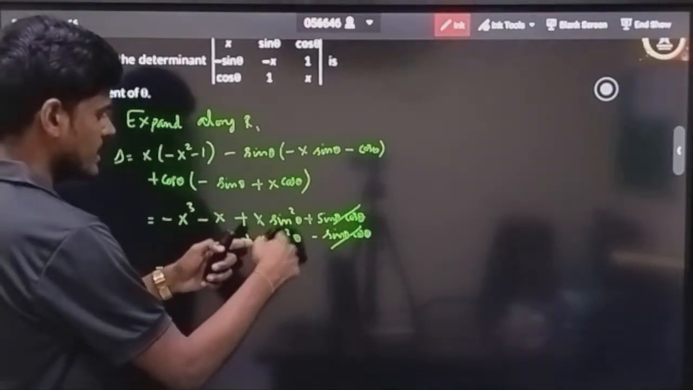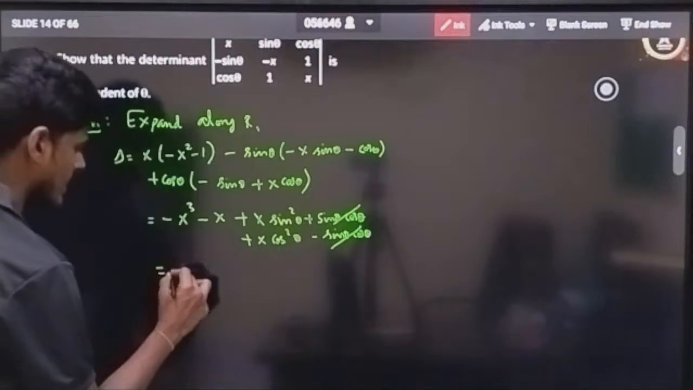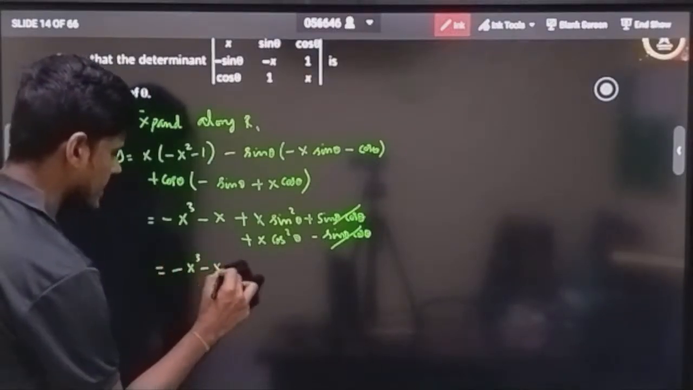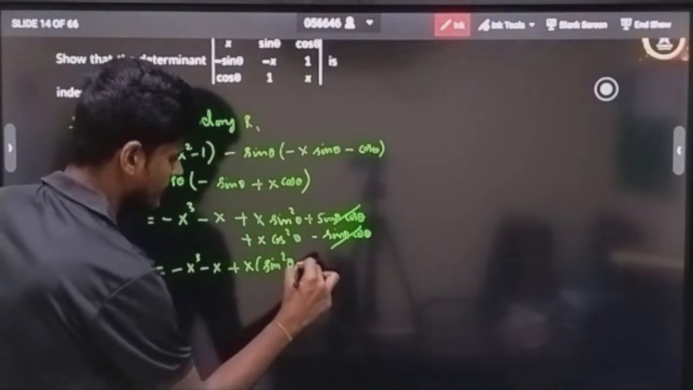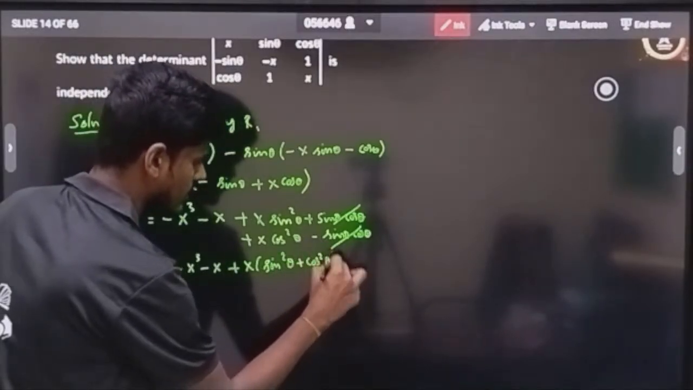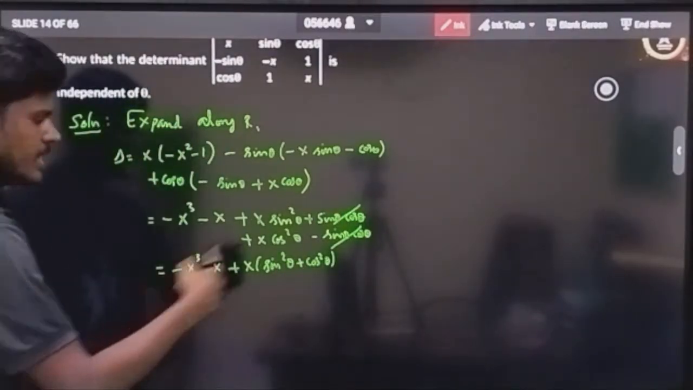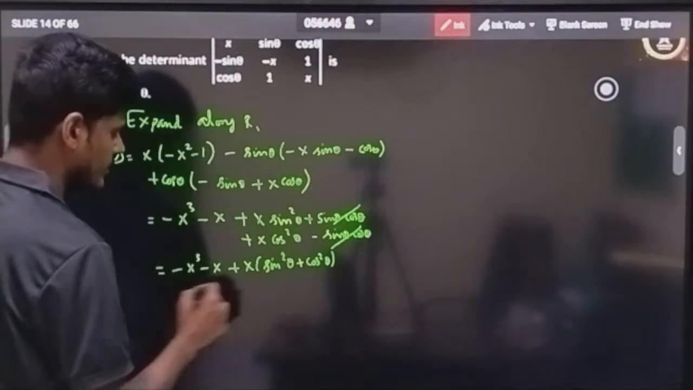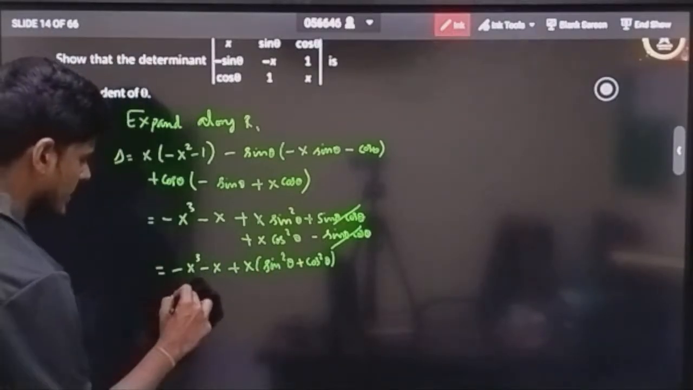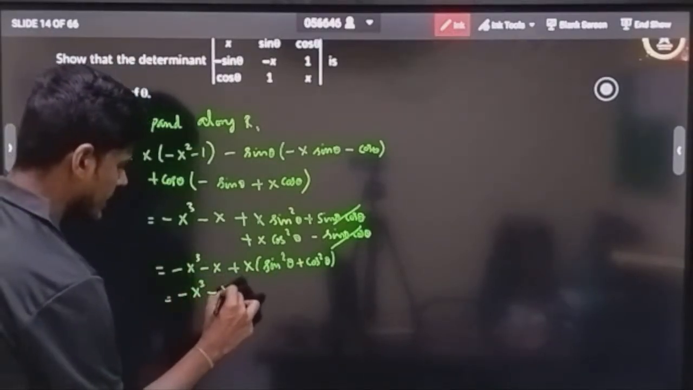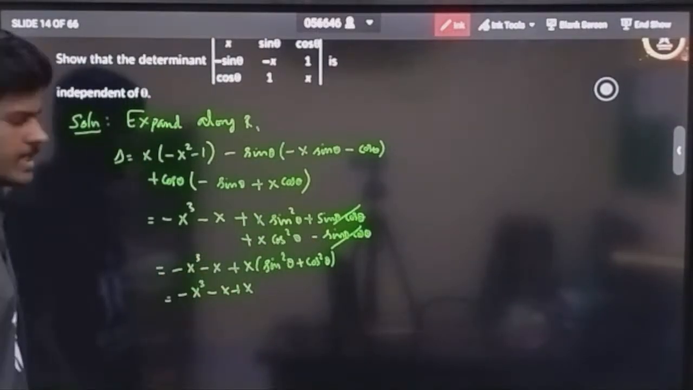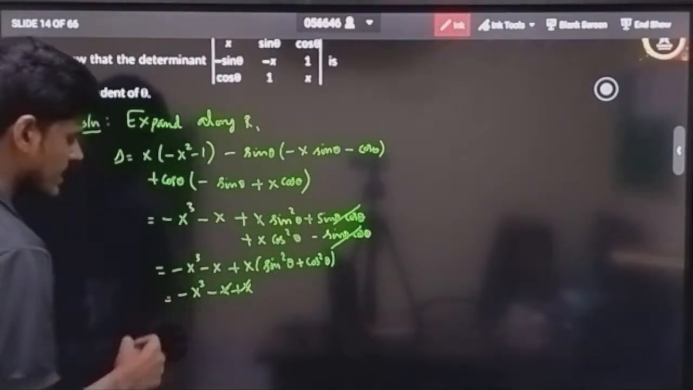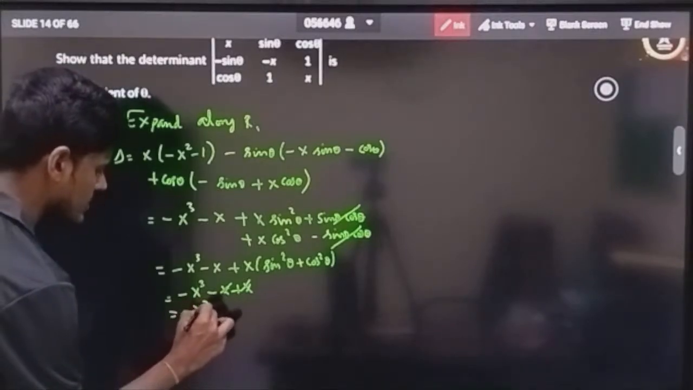Here this will be x into (sin square theta plus cos square theta) minus x cube minus x plus x into (sin square theta plus cos square theta). And what is sin square theta plus cos square theta? This value is 1. So the final answer becomes minus x cube minus x plus x, since sin square theta plus cos square theta is 1. So these two will get cancelled. Final answer is minus x cube.